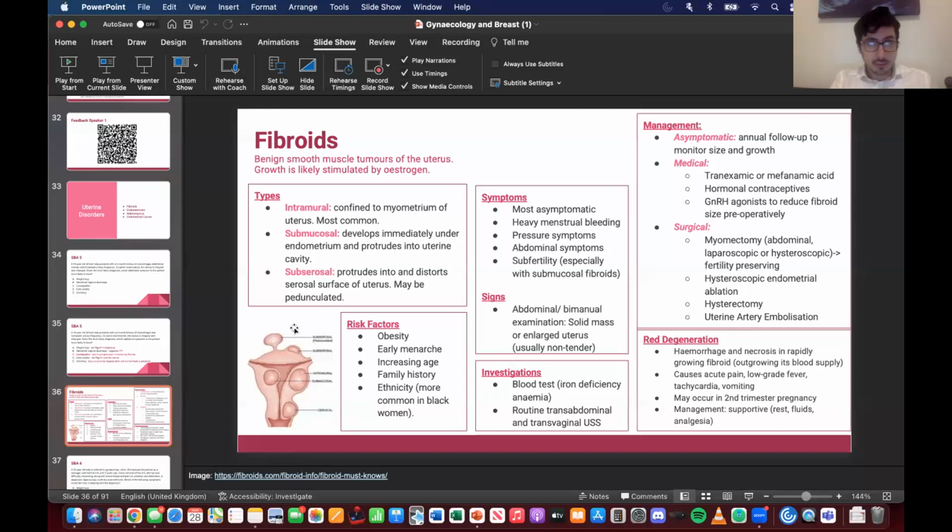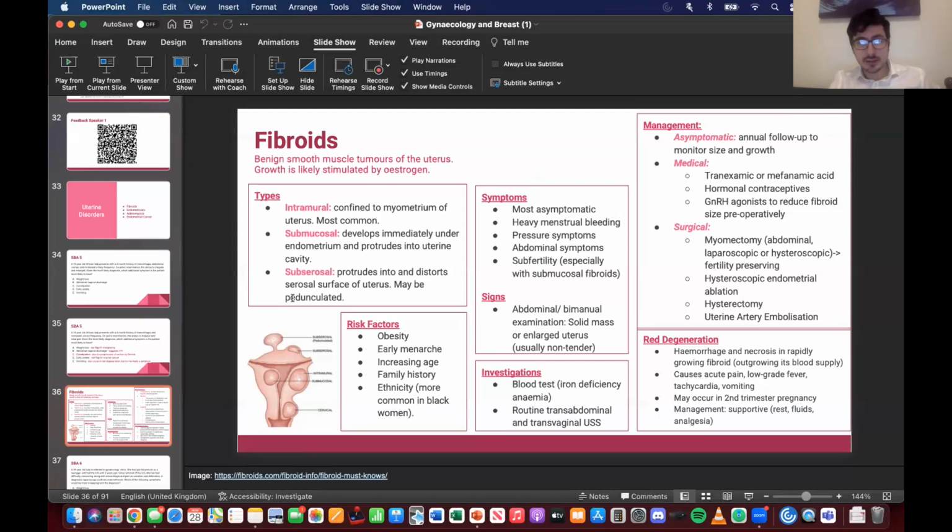The third type is subserosal, and this is when, as you can see in this picture, the fibroid protrudes into the serosa, which is the outer surface of the uterus, and it could also be pedunculated, which means it has a stalk attached to it, just like you can see in the image below.